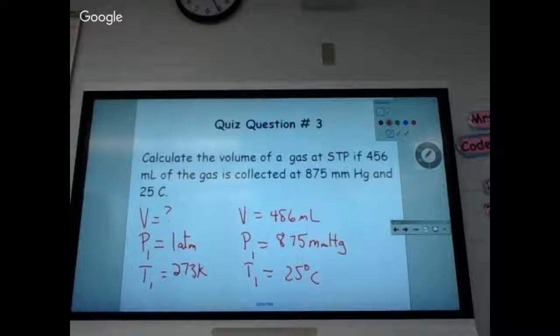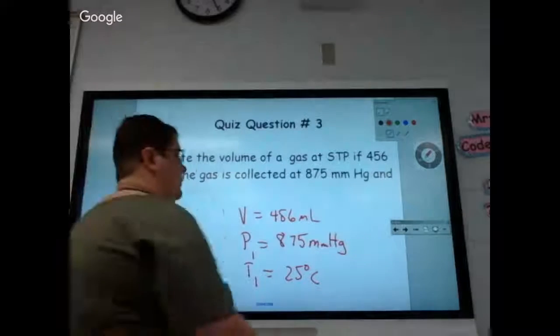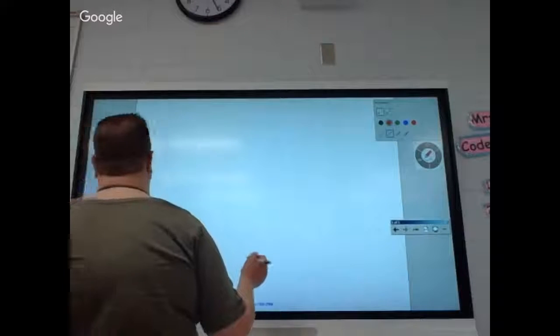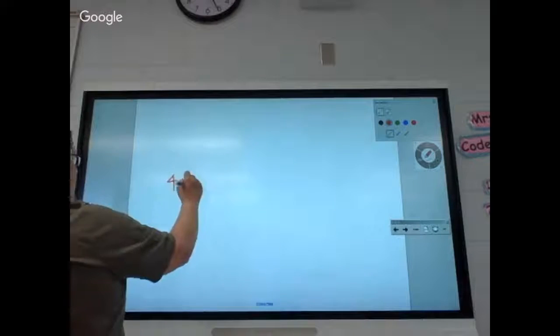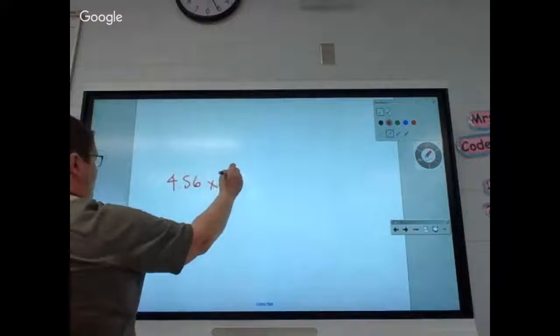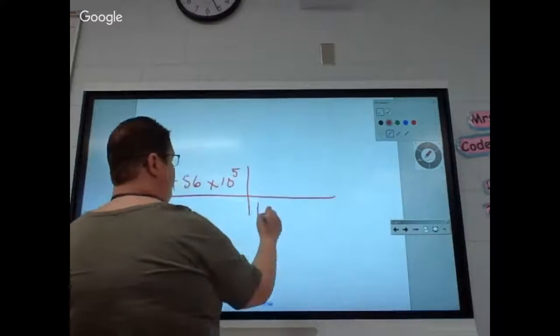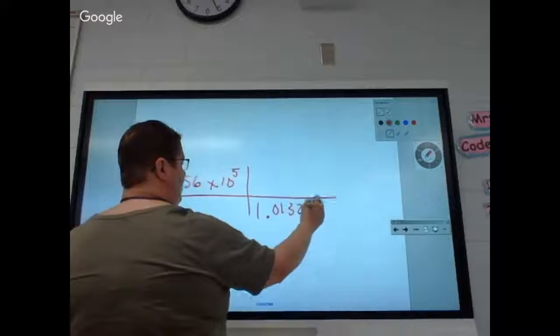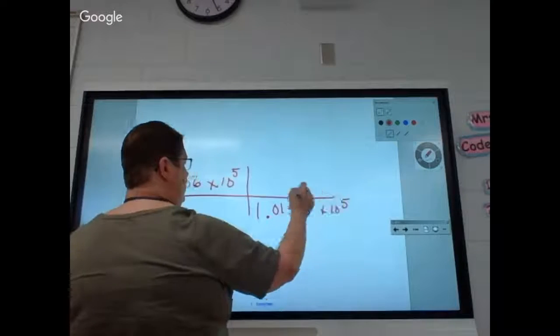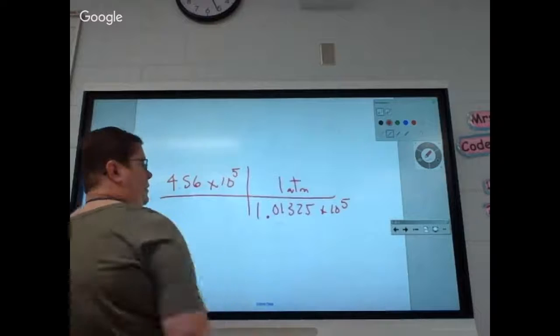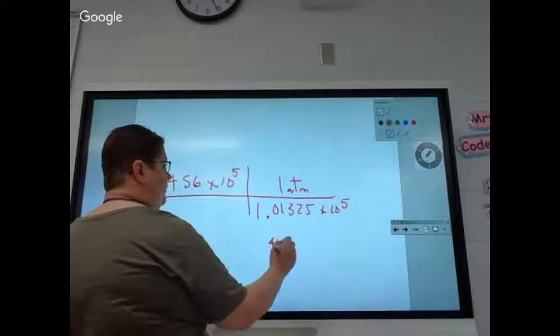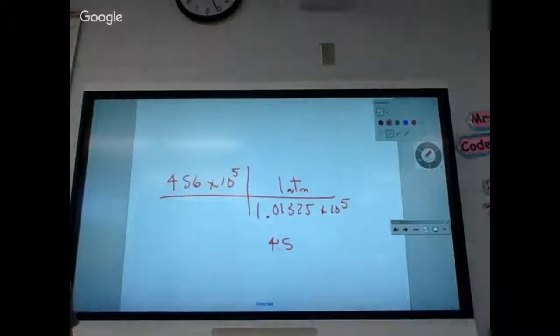Most of y'all forgot how to convert Pa to atm in number 5. What was the number for Pa? 4.5 times 10 to the... All right, so you're going to put 1.01325 times 10 to the 5th, and then 1 atm on the top. And when you do it, you get 4.5. What did you get? 5.39.